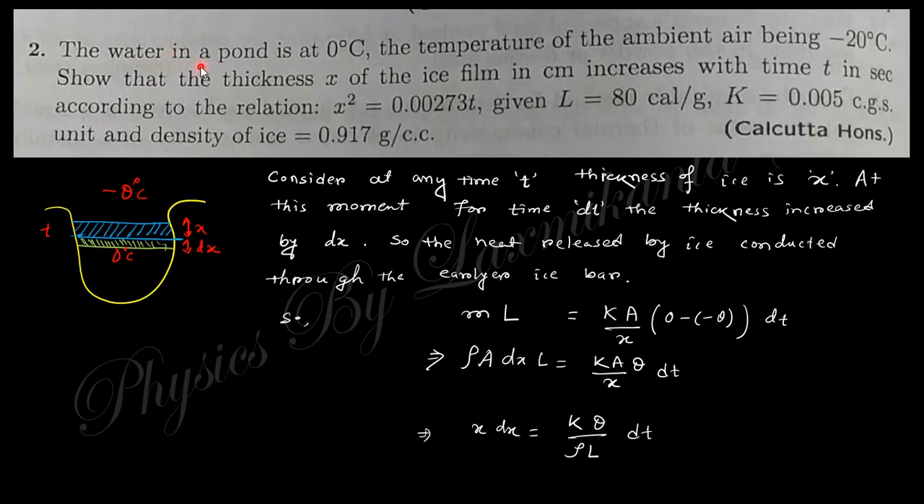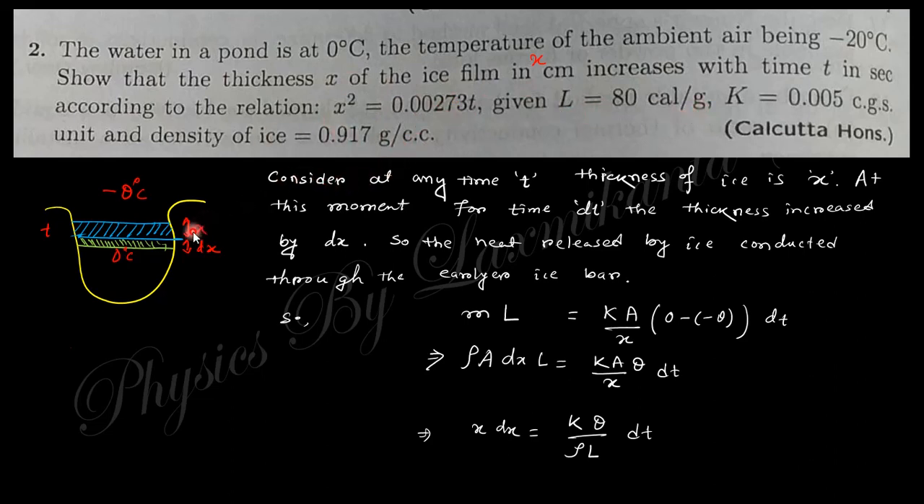The next question says the water in a pond is at 0 degree centigrade. The temperature of the ambient air is minus 20 degree centigrade. Show that the thickness x of the ice, in centimeters, increases with time t according to the given relation, where L, rho, K are given.